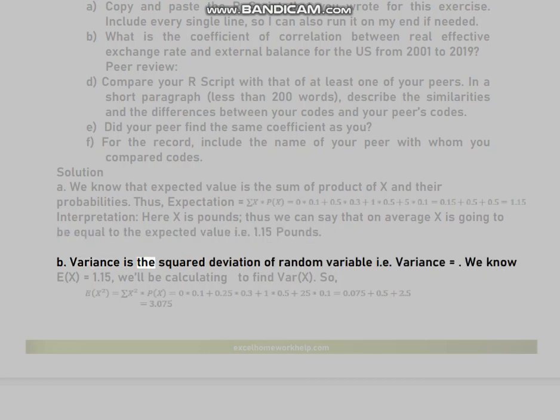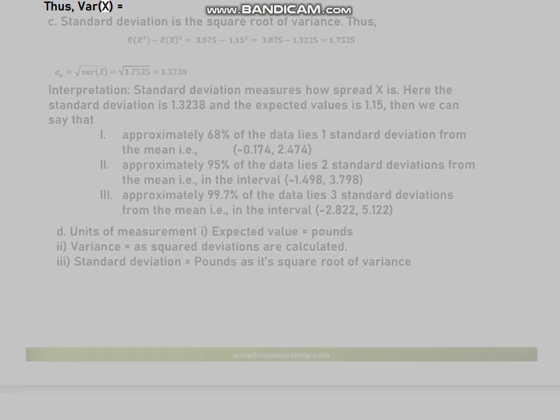B. Variance is the squared deviation of the random variable. We know E(X) equals 1.15, and we'll be calculating to find Var(X). Thus, Var(X) is obtained. C. Standard deviation is the square root of variance. Thus, the standard deviation is computed. Interpretation: standard deviation measures how spread out X is.